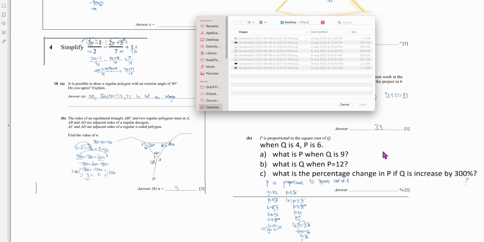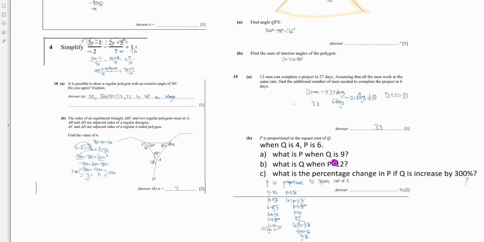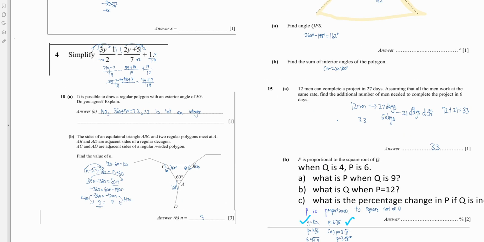So this is a very common question, proportionality, right? P is proportional to the square root of Q. I need to see the square root. You start with this, the general formula for proportionality. If you cannot see, you need to let me know.